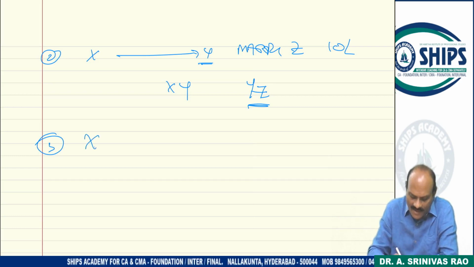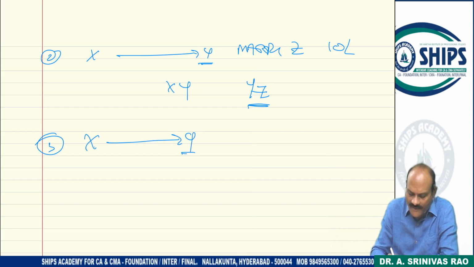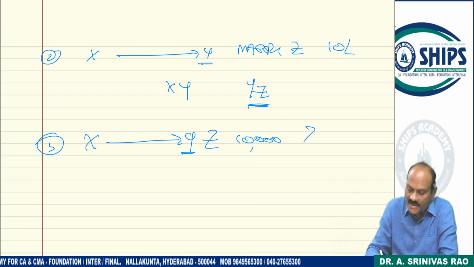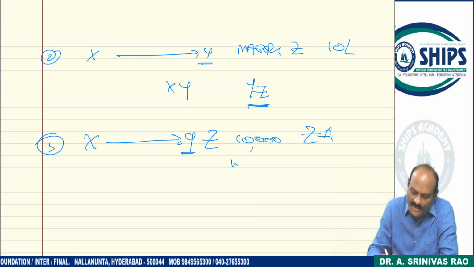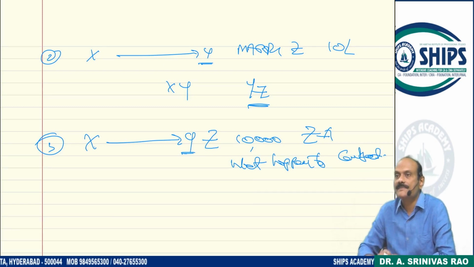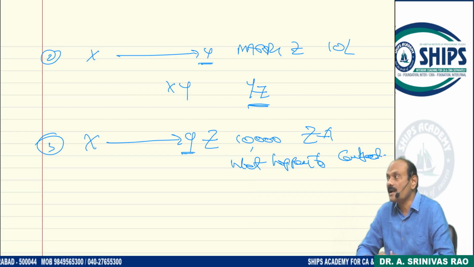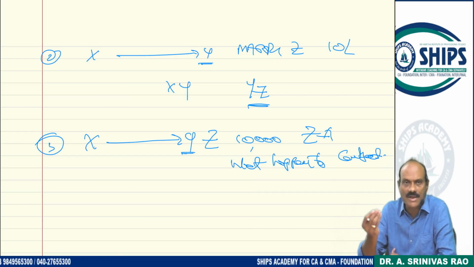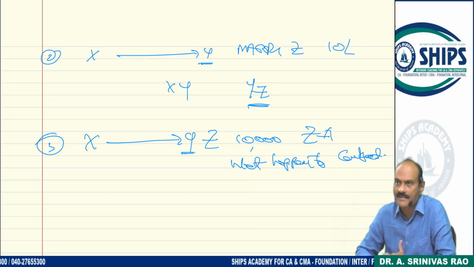Similar facts. X made a proposal to Y. If you marry Z, I will pay 10,000. Subsequently, Z marries A. What happens to the contract? This was given for 4 marks. Means we have to write all consequences. Possible consequences, that is, 2-3 assumptions we have to make and write.